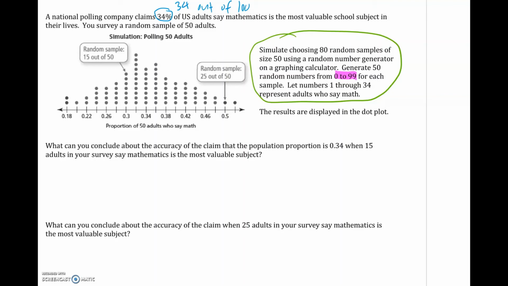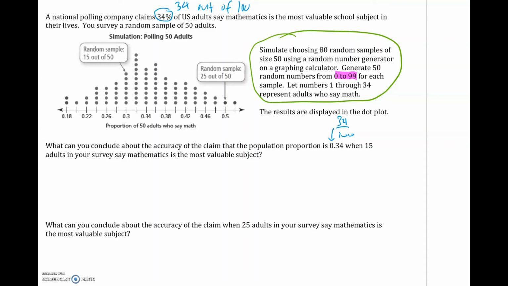Okay, so the results are here in the dot plot on the left. And what we want to do is, if you look below, we've got some questions to help us analyze the claim with our simulation. So if you look at the question here, what can you conclude about the accuracy of the claim that the population proportion is 0.34? So that's just converting the 34 over 100 to the proportion. So we want to compare that with our survey data.